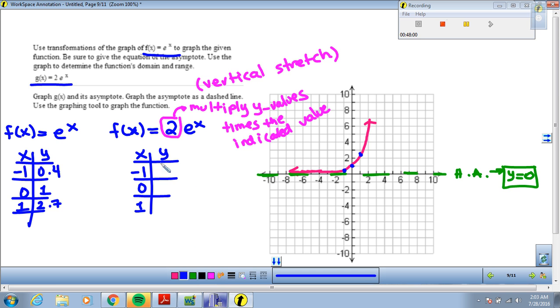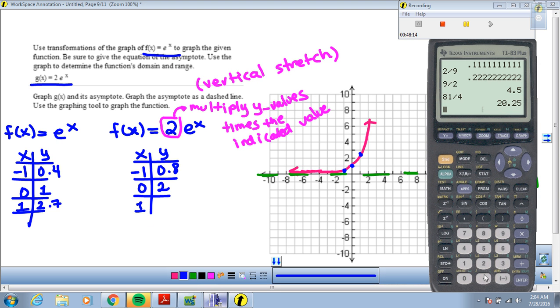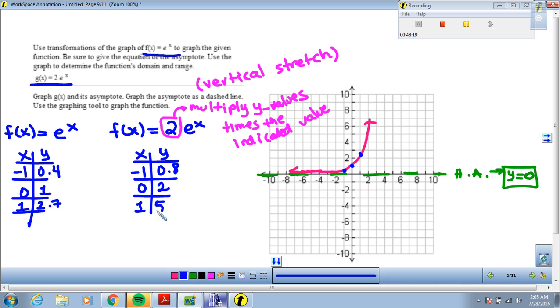So when I multiply this y times 2, 0.4 times 2 is going to be 0.8. 1 times 2 is going to be 2. 2.7 times 2, it's going to be 5.4. So plotting this point, -1, 0.8, so a little bit above 0.4, right here.